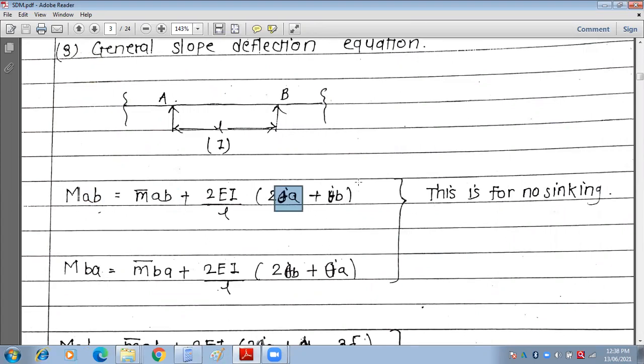When we consider AB, we take the fixed end moment of AB, and here first theta A and then theta B. Similarly, when we are considering BA, we have to consider the fixed end moment BA, and first theta B and then theta A.